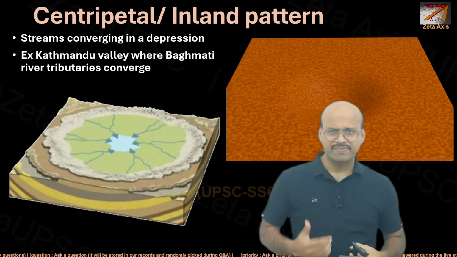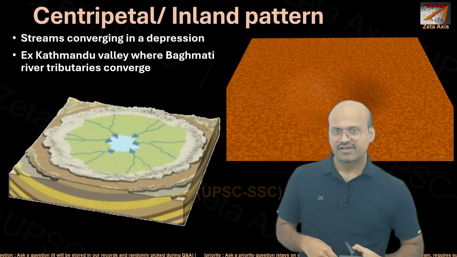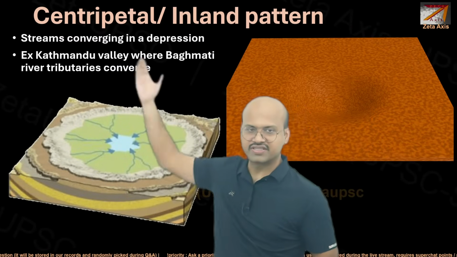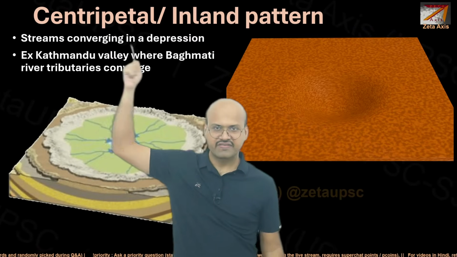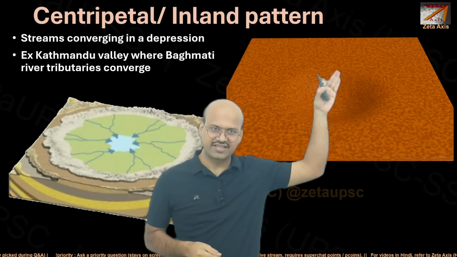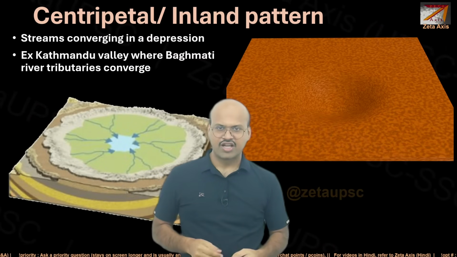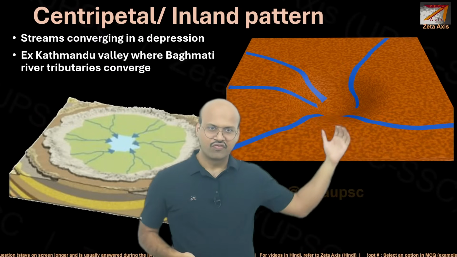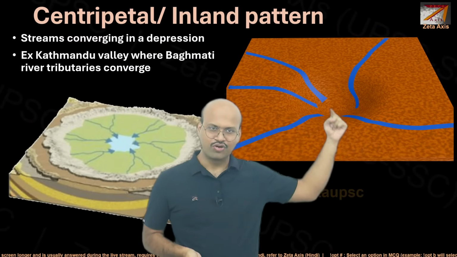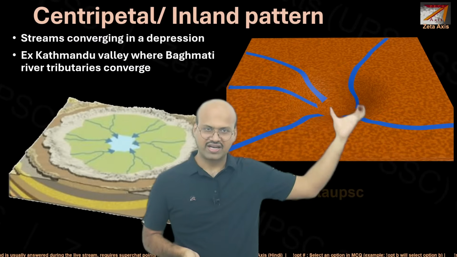Then there is centripetal or inland pattern. Now here what happens is streams converge. In the last, the streams diverged. Here the streams converge in a depression. So in the central region there is this depression. Now water from the surrounding region will make a stream and then flow into this depression. So water will collect over here.